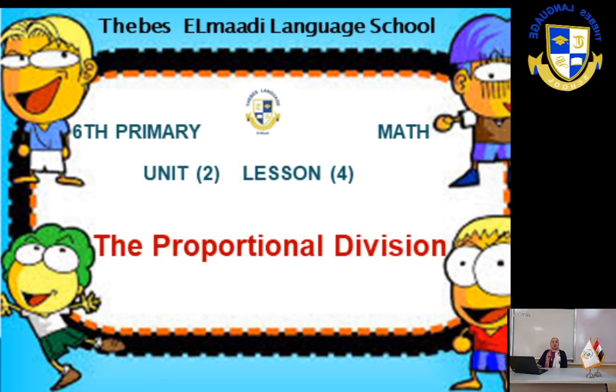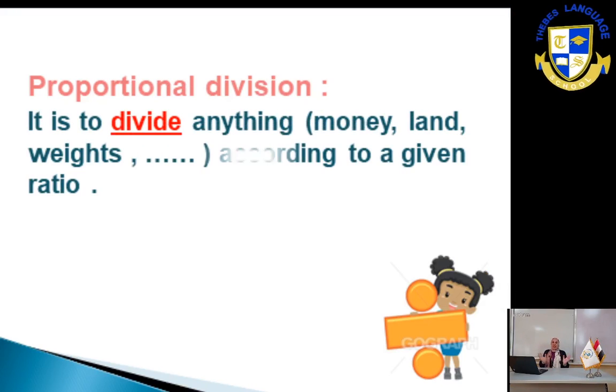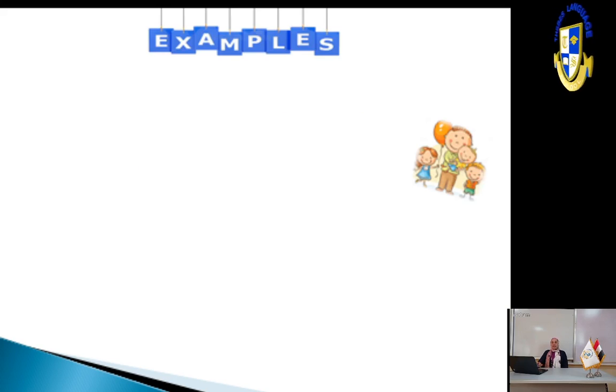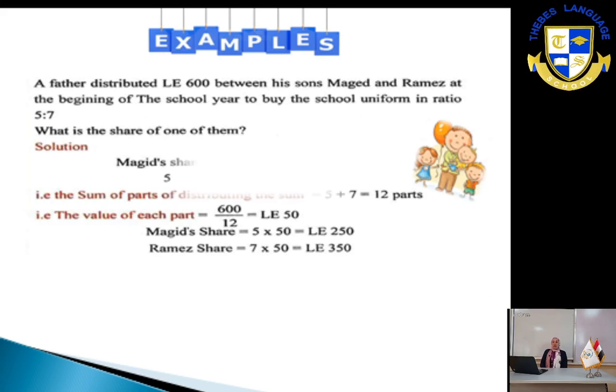What is the meaning of proportional division? Proportional division is to divide anything, such as money, land, weight, whatever, according to a given ratio. Okay? Let's go to our next slide to see a new example.